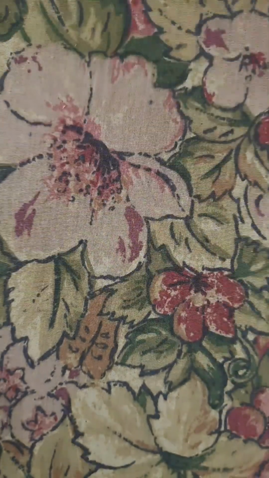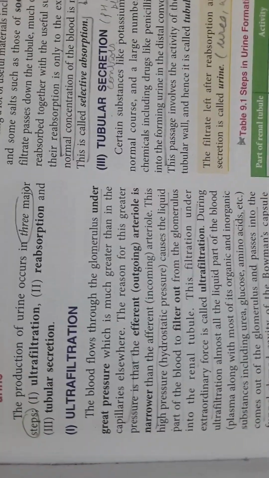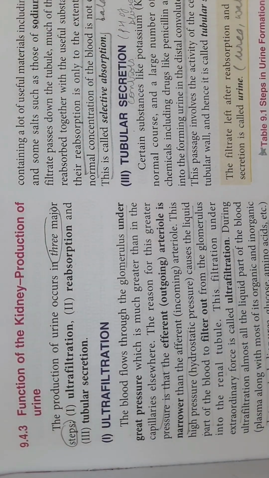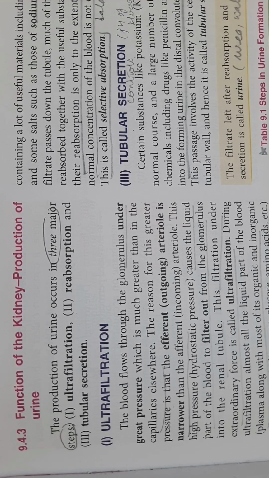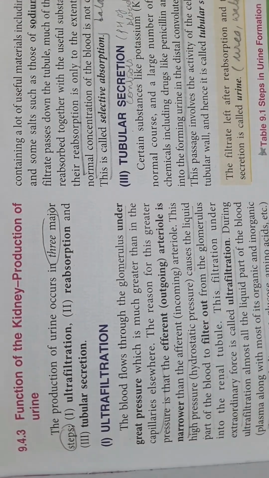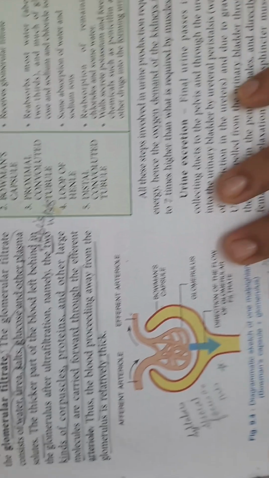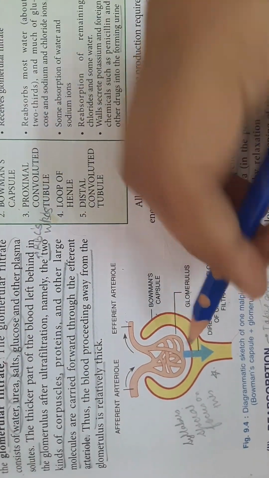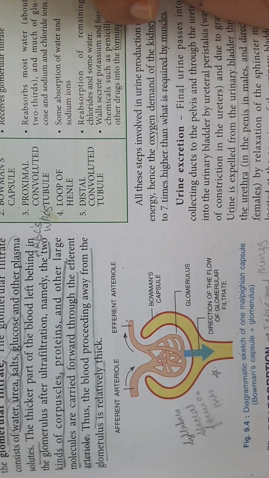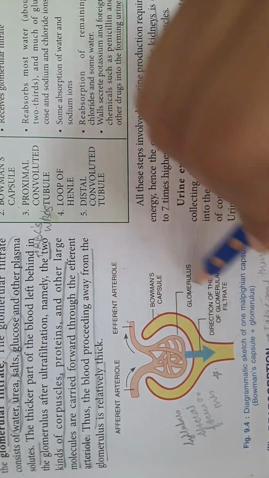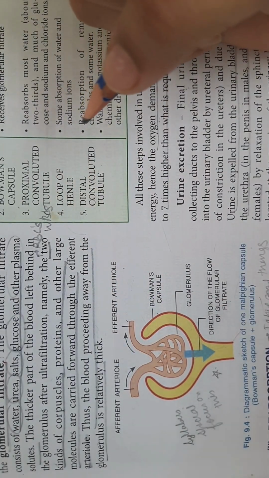So let us start. Today's first topic is ultrafiltration, and this comes under the topic function of kidney, production of urine. Production of urine has three main steps: ultrafiltration, reabsorption and tubular secretion. In ultrafiltration, you know this particular structure, as I told you, is called the Malpighian capsule. So if they ask you to draw the Malpighian capsule, you are supposed to draw only this part of the figure from the nephron.